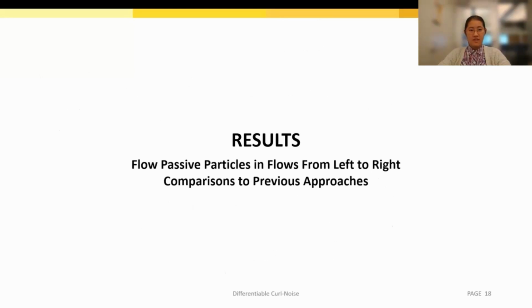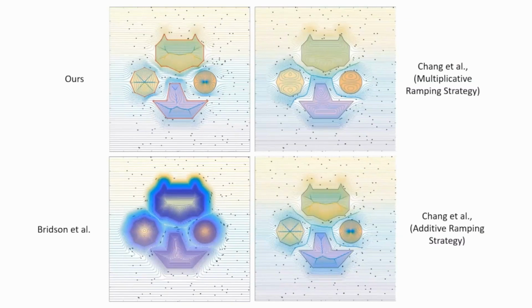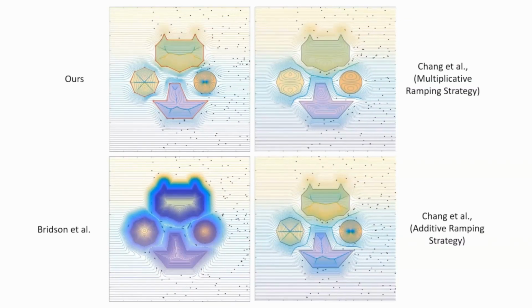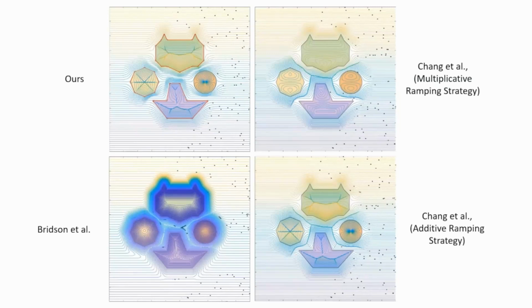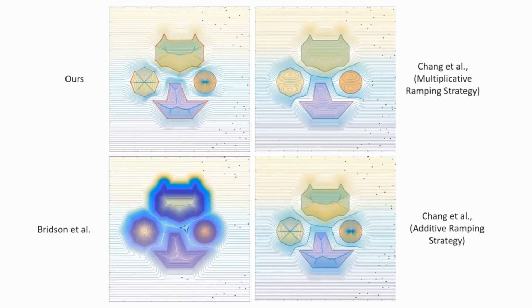Now, I have discussed everything about the differentiable kernel scheme itself. Then the next question will be, how good is it? Let us flow passive particles in a flow from left to right and compare our differentiable scheme with all previous approaches. We see that all previous methods have different kinds of artifacts, and particles do not flow naturally due to the discontinuity and non-differentiability.